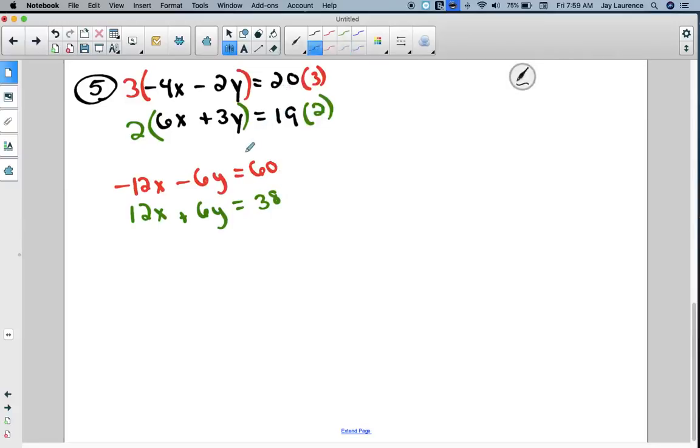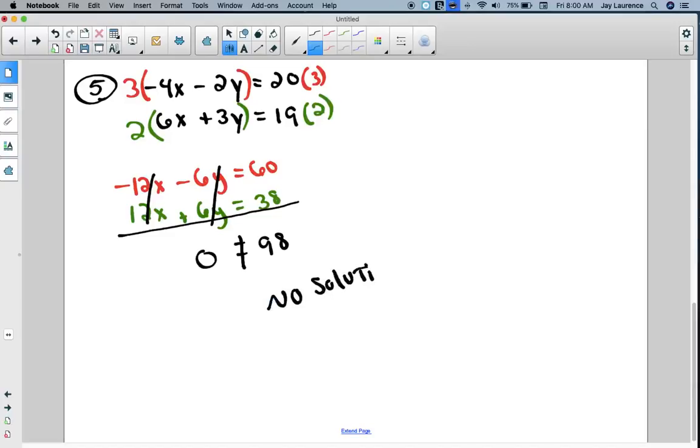Okay, that's very interesting that that just happened. I wasn't expecting that. These are going to cancel, but so are these. What's left on the left-hand side? Well, 0. And on the right-hand side, I get 98. All right. Well, 0 never equals 98. This has no solution. There is no solution. And I don't need to continue.